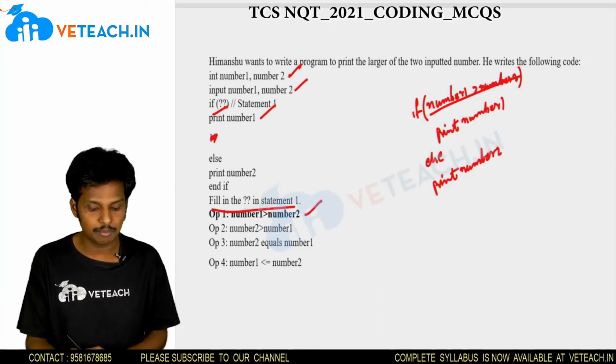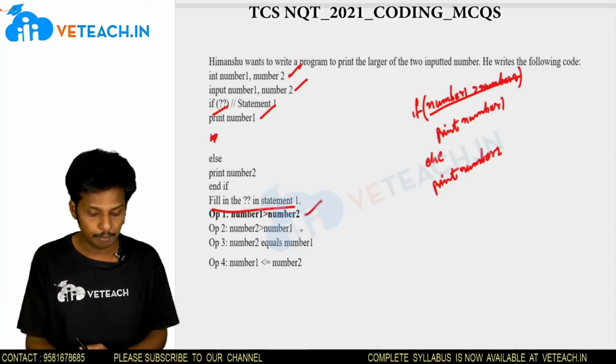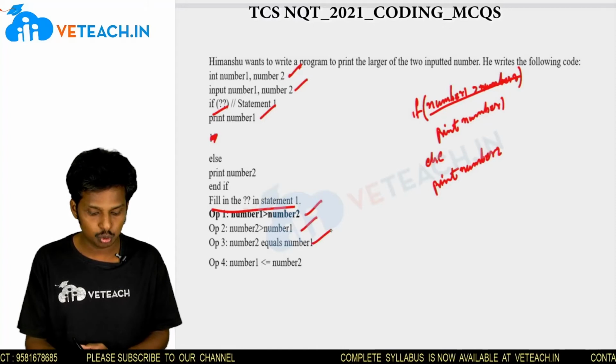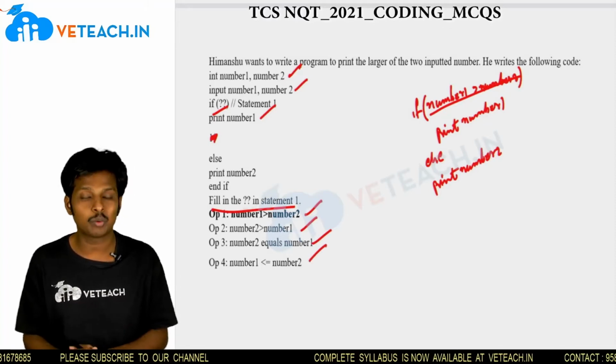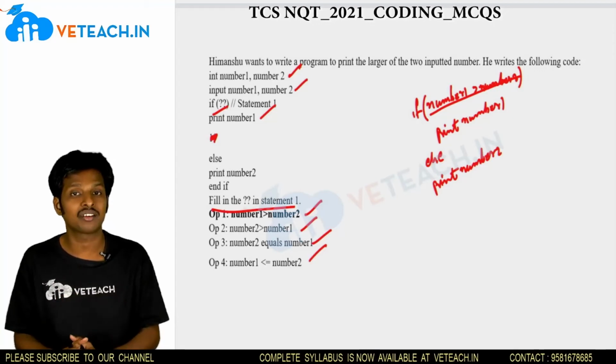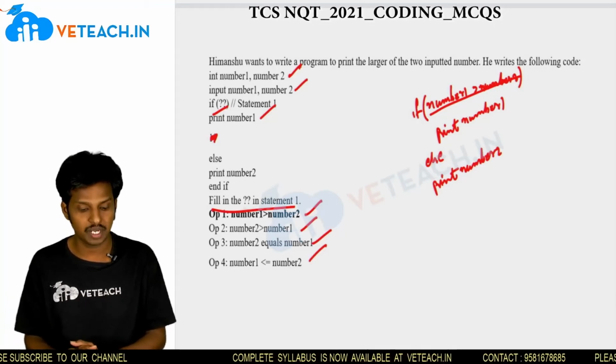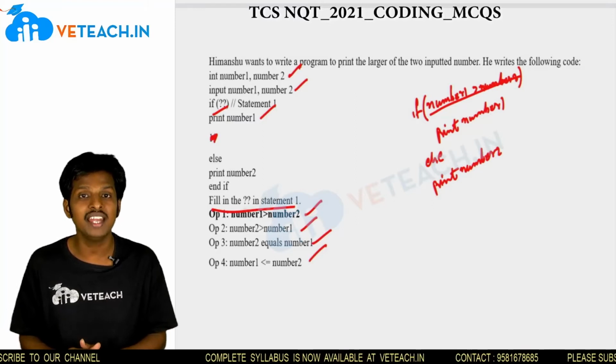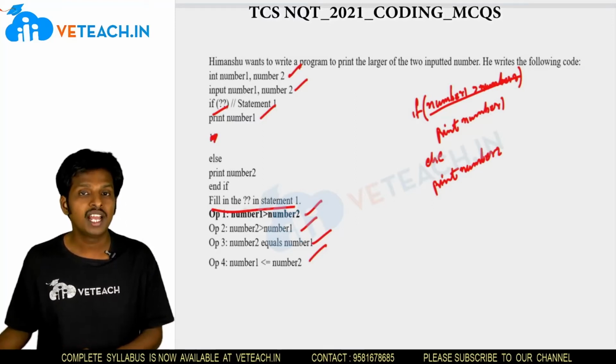The options are: number 1 greater than number 2, number 2 greater than number 1, number 2 equals number 1, number 1 less than or equal to number 2. So out of all these statements, the suitable statement that we can write in place of the question mark is number 1 greater than number 2.